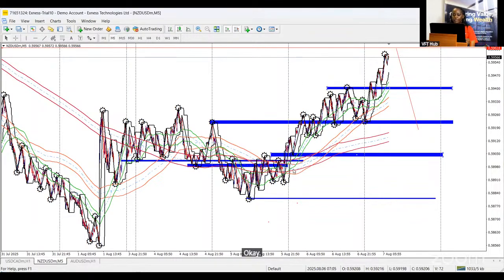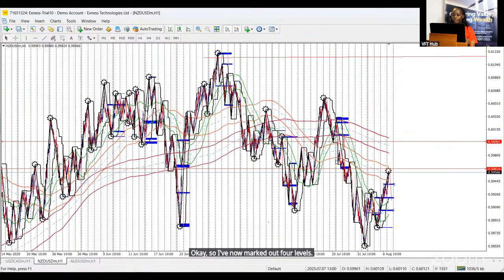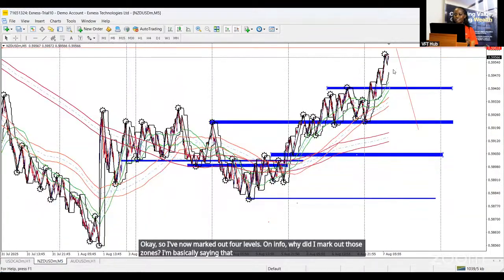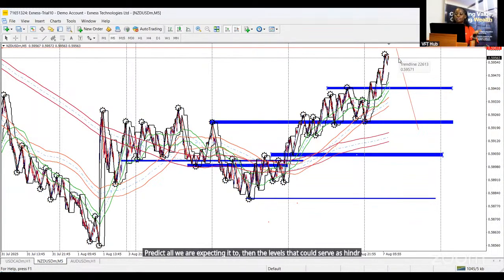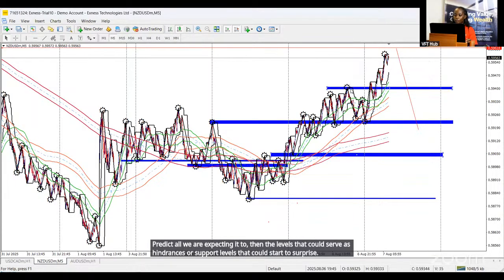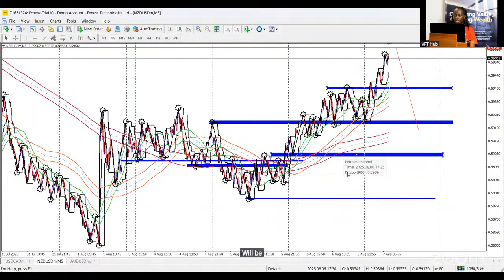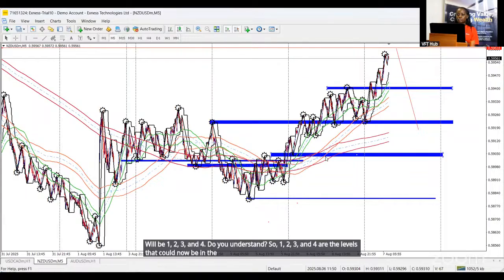Okay, so I've now marked out 4 levels on the M5. And why did I mark out those ones? I'm basically saying that when price eventually starts to sell like we predict or we're expecting it to, then the levels that could serve as hindrances or support levels that could start to tussle price would be 1, 2, 3, and 4. Do you understand? So 1, 2, 3, and 4 are the levels that could now be in the spotlight to serve as support to make price continue to buy.